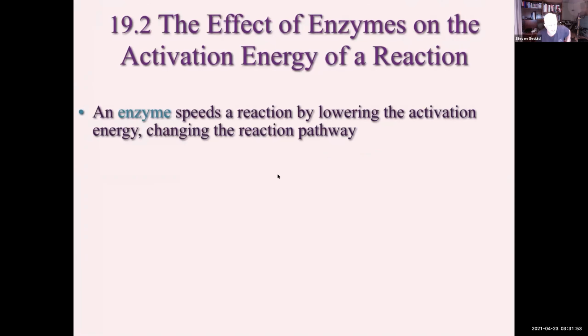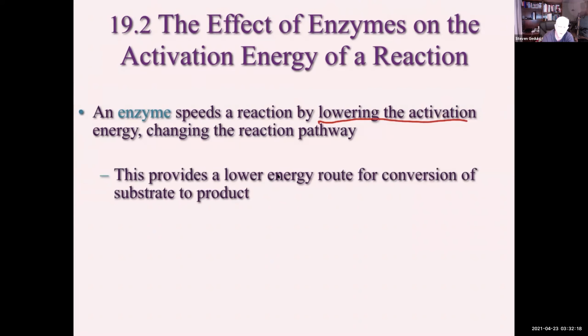So the effect of enzymes on the activation energy reaction. Remember the activation energy? If the reaction starts here, needs that much energy and produces products here, this is your activation energy. How much energy it takes to get the reaction started. So an enzyme speeds up a reaction by lowering the activation energy. So it changes the reaction pathway. It's like taking a shortcut through the mountain rather than going over the peak. You change the pathway that the reaction is taking. This provides a lower energy route for the conversion of the substrate, which is what you're starting with, to your product, which is your end goal.